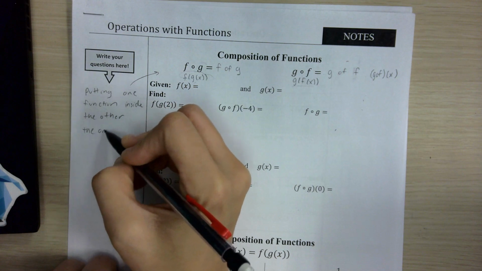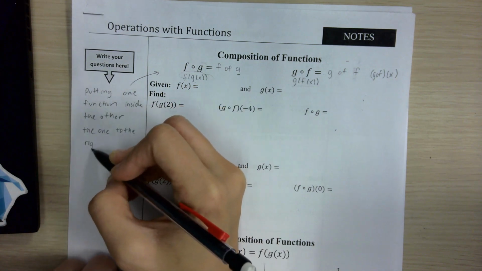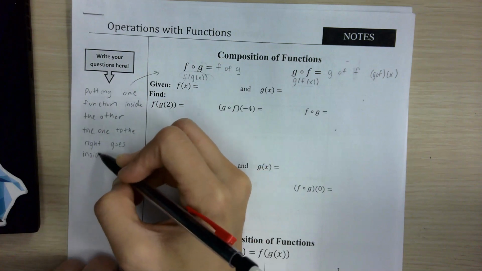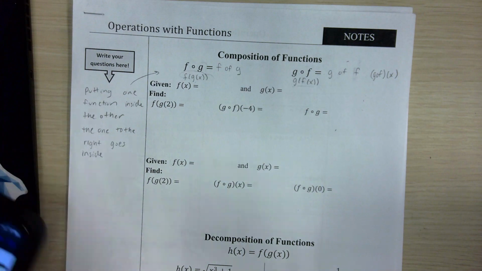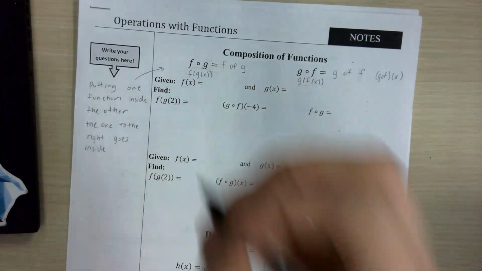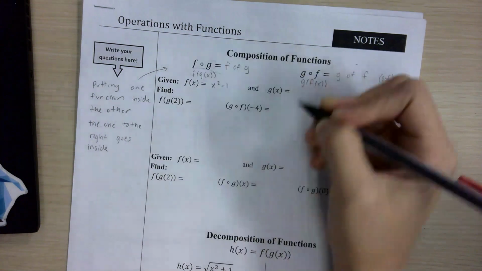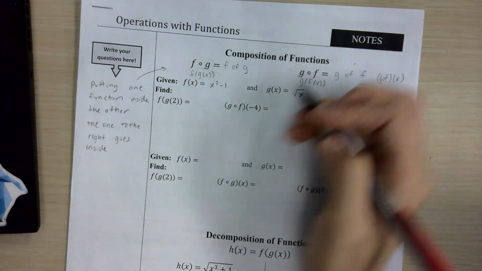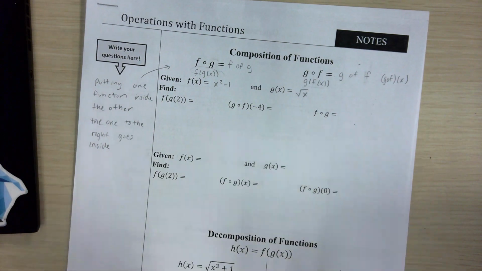The one to the right goes inside. Okay, so let's take an example. Given f of x equals x squared minus 1 and g of x equals square root of x, find f of g of 2, g of f of negative 4, and f of g.